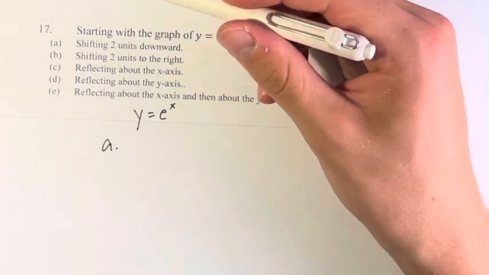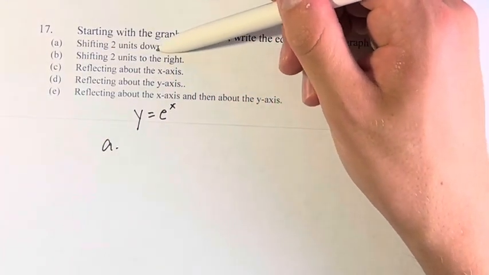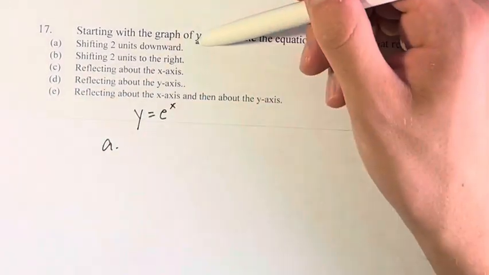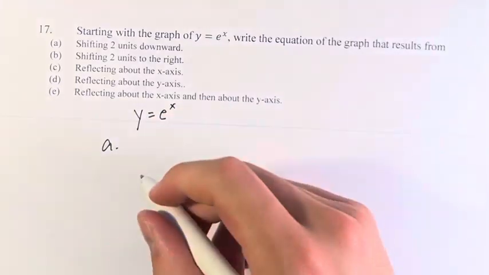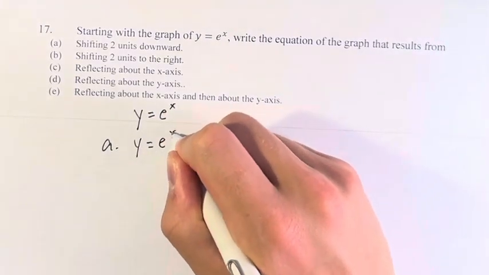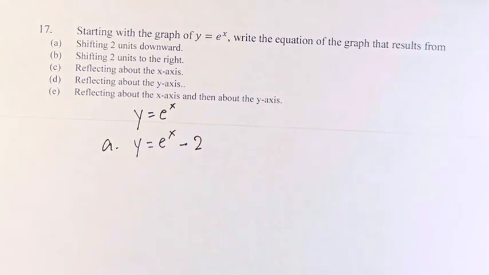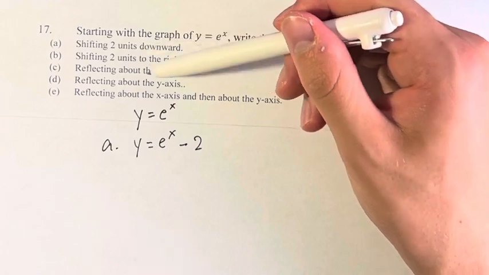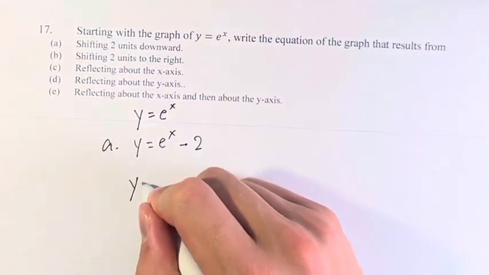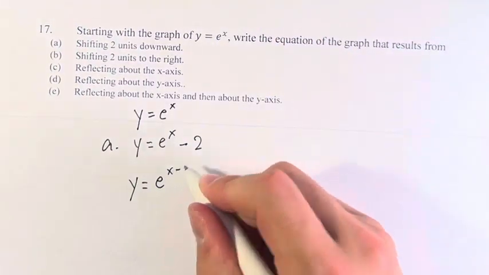So a shift means we are going to be adding or subtracting some value. Downward is vertical, so it's going to be outside the function. It being downward and not upward means it's a subtraction, so this is y equals e to the x minus 2. This is contrasted with a horizontal shift to the right, which means the subtraction is being done within the function. Y equals e to the x, and then it's to the right, so it is minus 2.